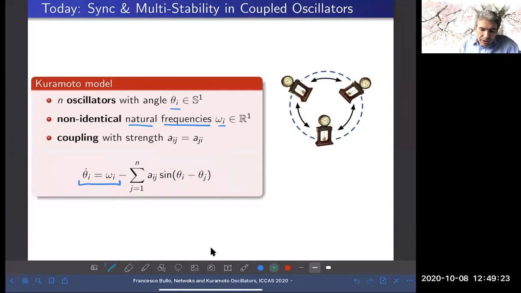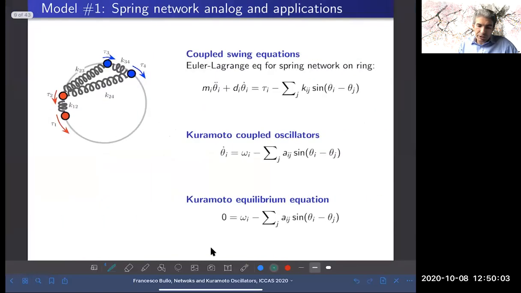Coupling here is described by a collection of coefficients of strengths, A_ij, and the modality of the coupling is that the coupling is modulated by the sinusoidal function of the phase difference, right? So this is the equation for node i, and you see that angles theta_j at other nodes j are appearing in the equation. So now I have a coupled network of oscillators. In a certain sense, this is a prototypical model for coupled oscillators that appears naturally in a broad range of applications.